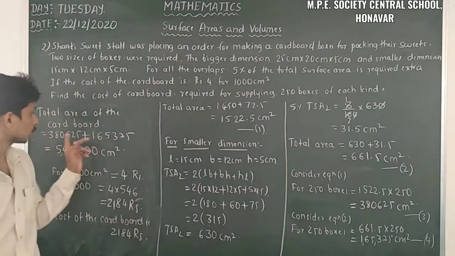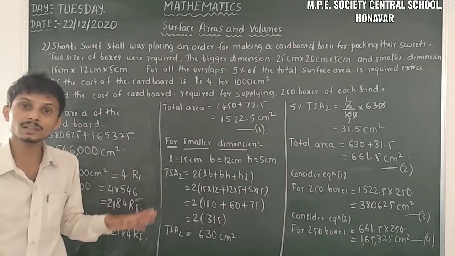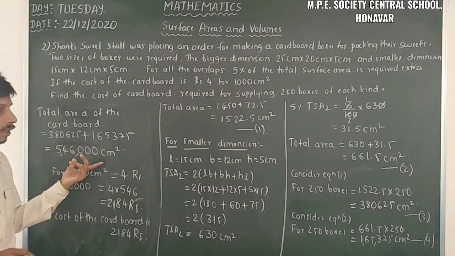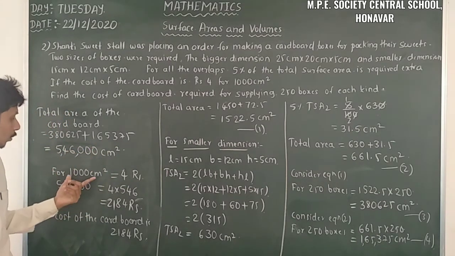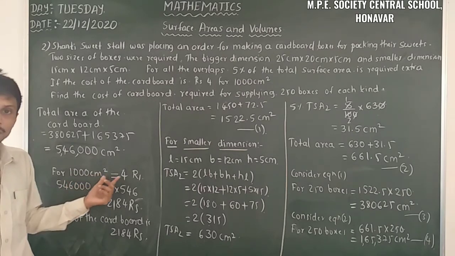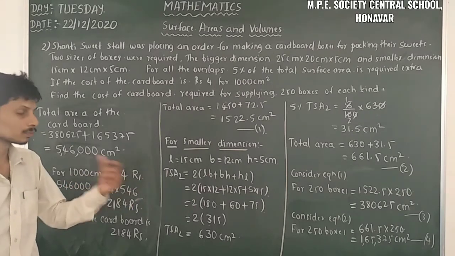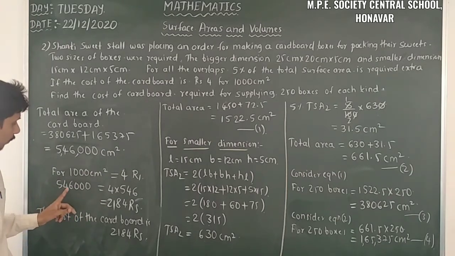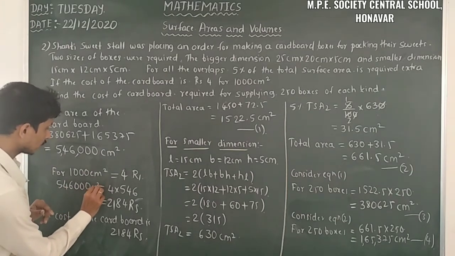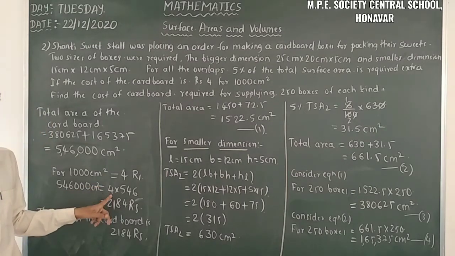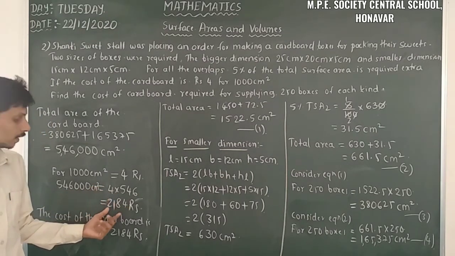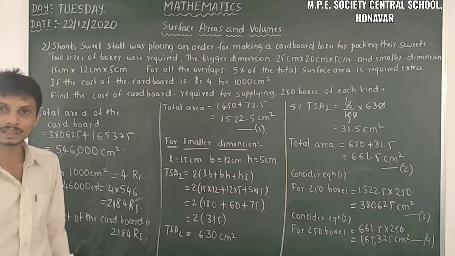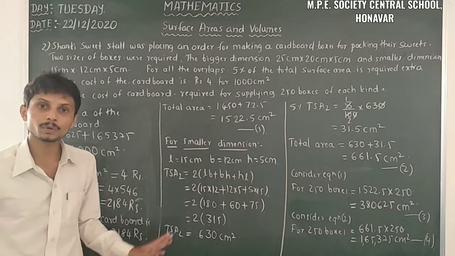Then here we have to add all these things, that is totally how much cardboard we require, that one we got here, and then at a rate of 1000 centimeters square we have to spend 4 rupees. So for the total 5,46,000 centimeters square, we have to spend 2,184 rupees here. Yes, so I hope you understood this thing.